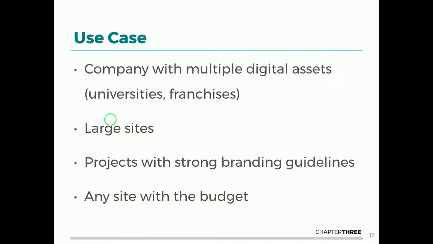So the use case is usually companies with multiple digital assets, sending data to a phone or a native app, a website, and maybe some other system like a kiosk, and they want to maintain brand consistency. Super large sites where things go out of control, where you've made the same button 4 times with different things, the pattern library can be helpful. Anything with strong branding guidelines, and any site with the budget to make it happen.